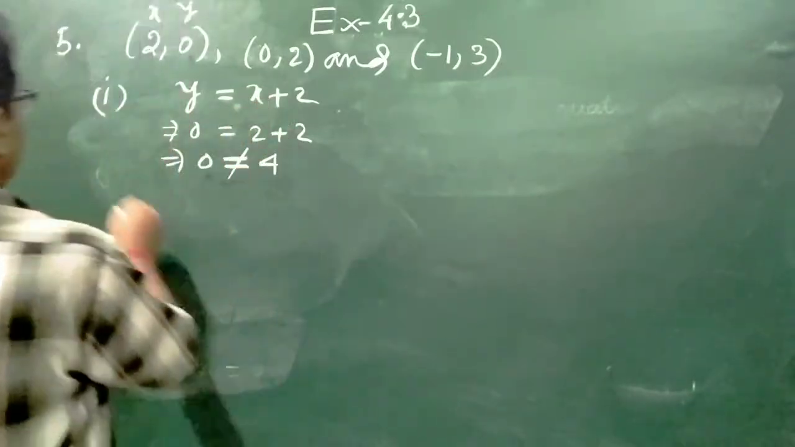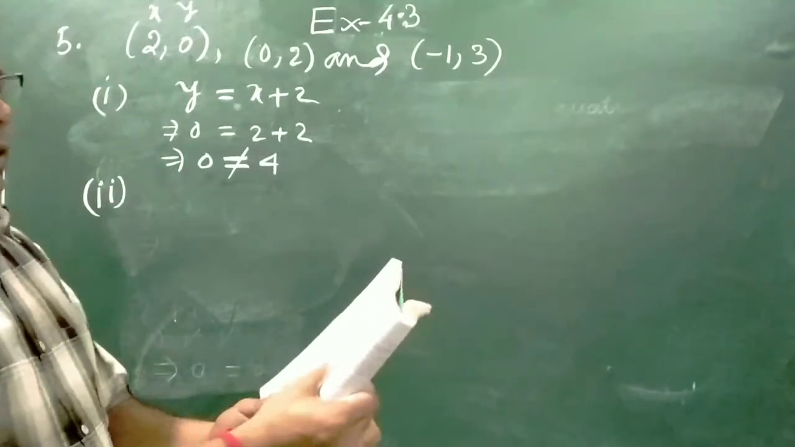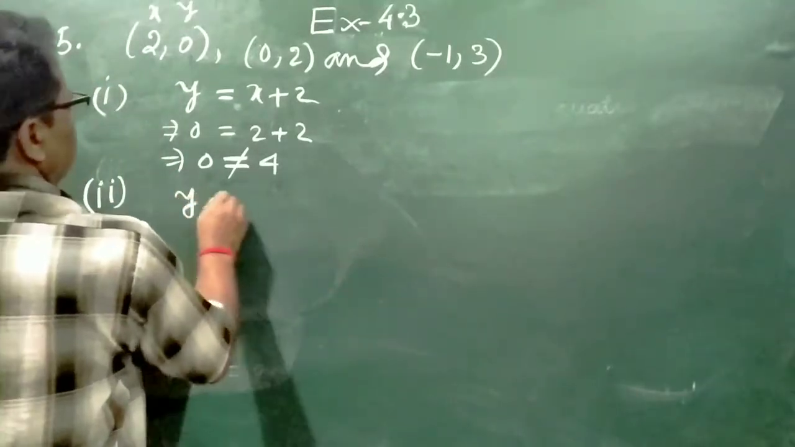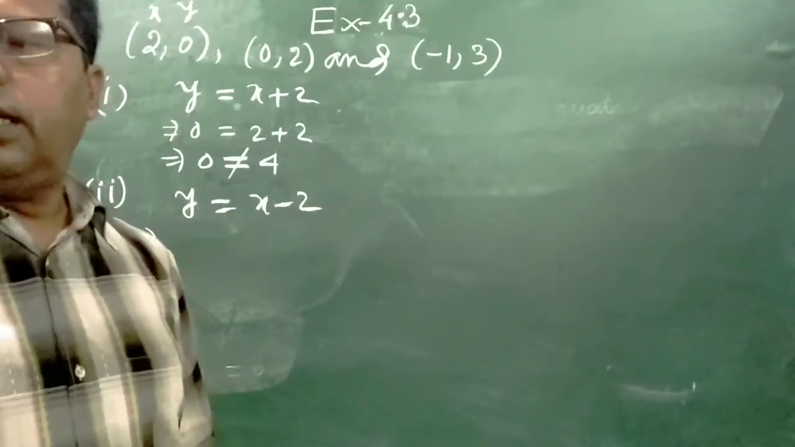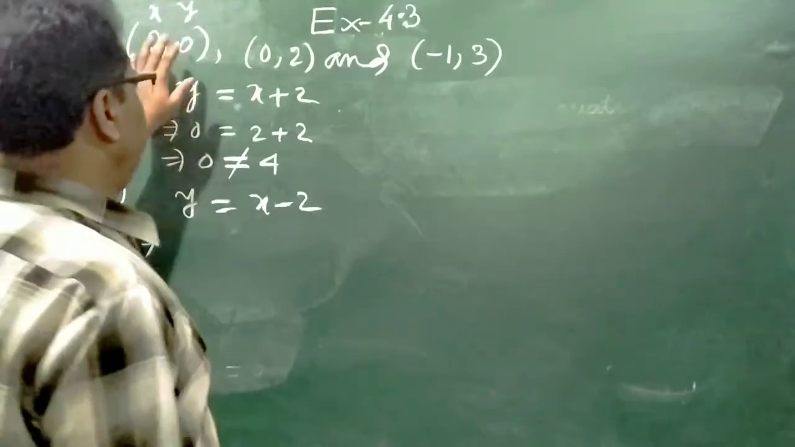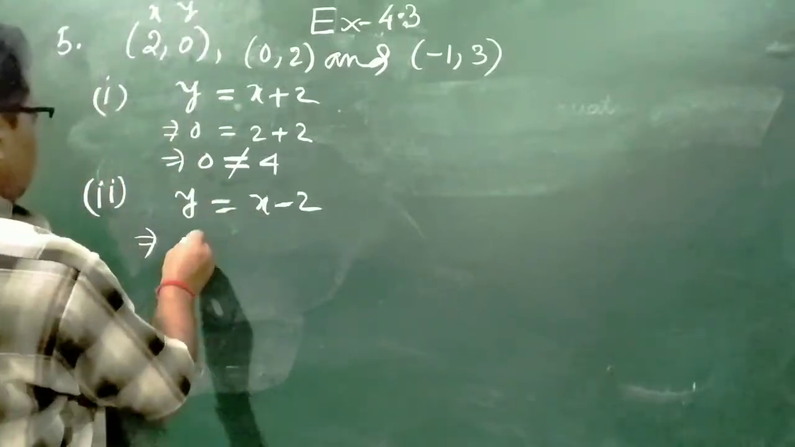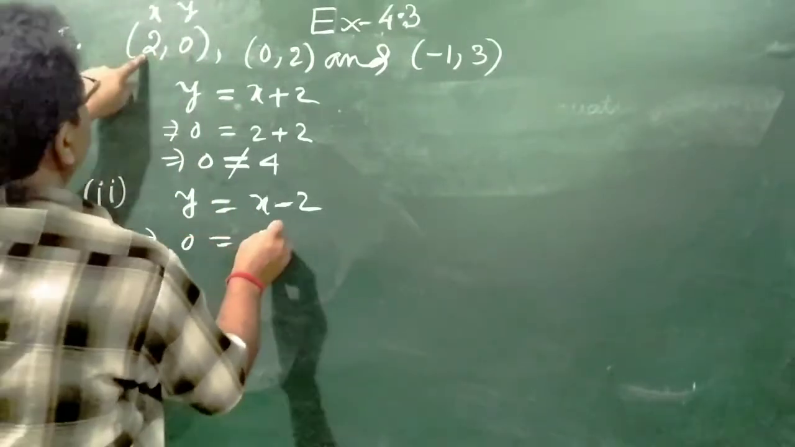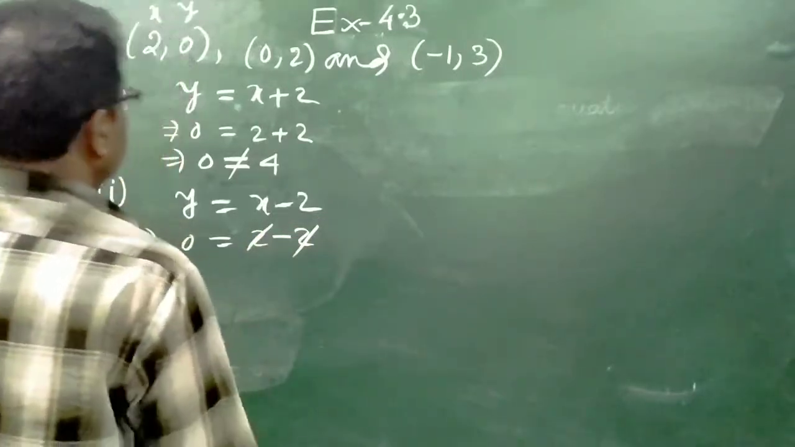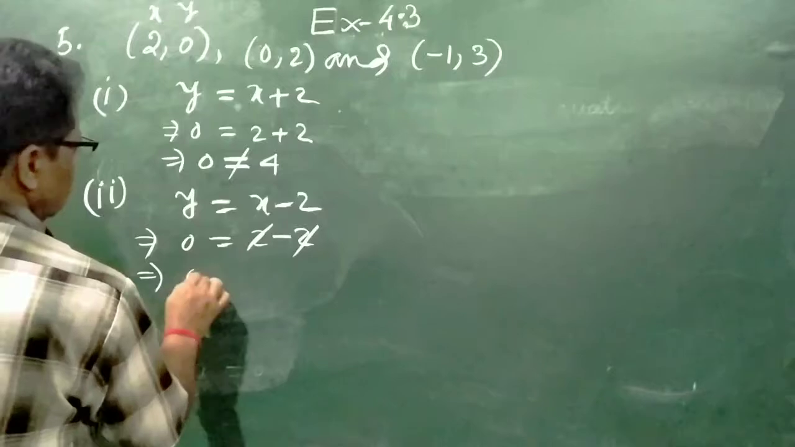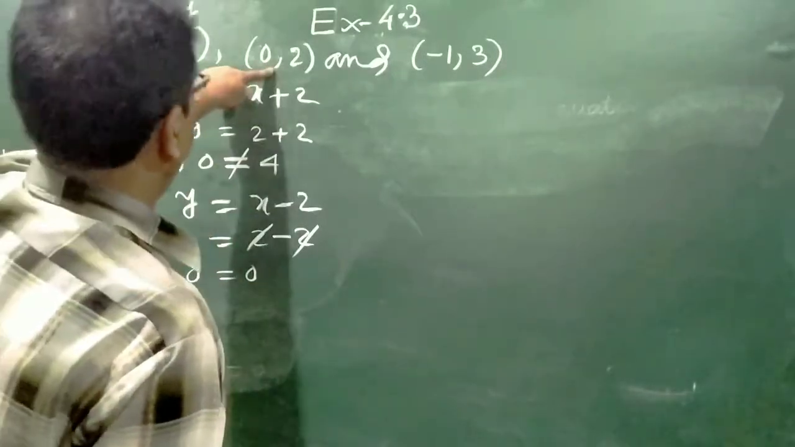So let's go to the next equation. The next equation is given here, y equal to x minus 2. If it is the equation of the graph, it must follow these points; all should satisfy the equation. The value of y is 0, x value is 2 minus 2. So this is 0 equal to 0. So this one is satisfied. Then we will go to the next point.